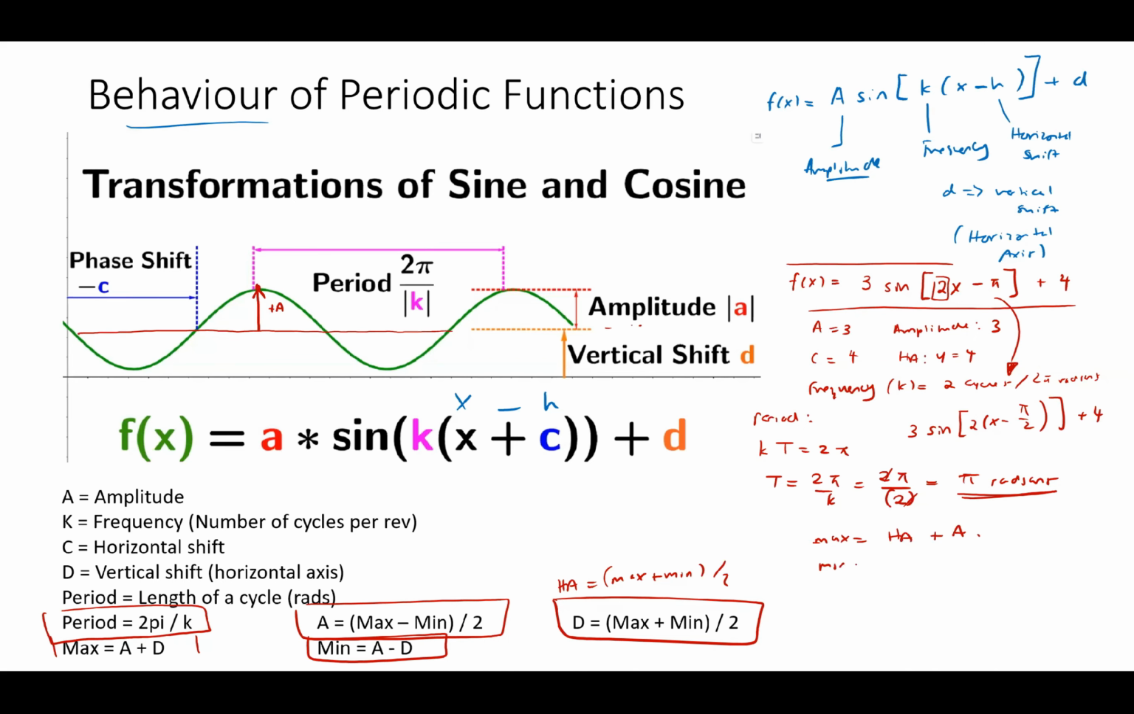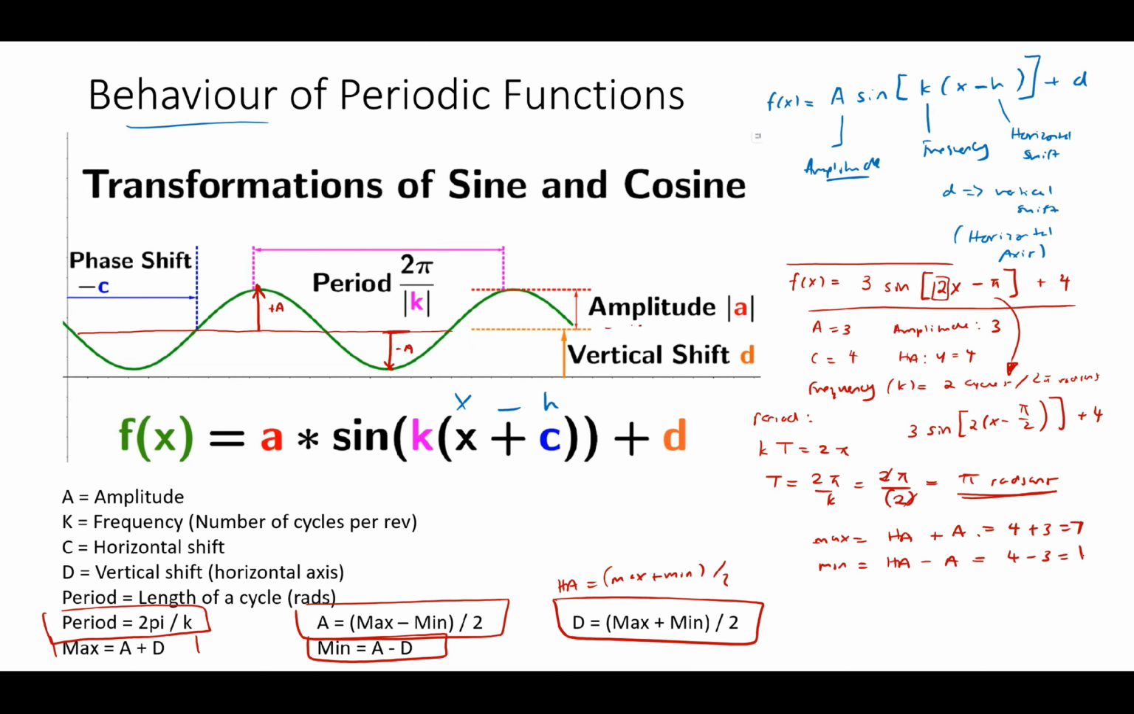The minimum point is from the horizontal axis, which is in red, to the lowest point, you're subtracting the amplitude. The amplitude's distance is going to be the same between the minimum and the maximum point. It's kind of like the halfway point. So the minimum point is the horizontal axis minus the amplitude. And if you were to calculate this, you'd have 4 plus 3, which is 7. And the minimum point here should be 4 minus 3, which is 1.